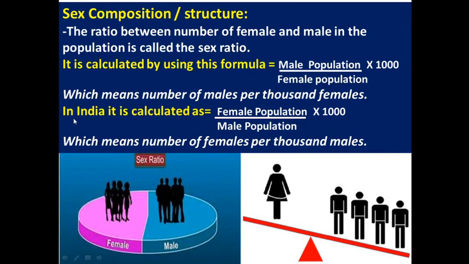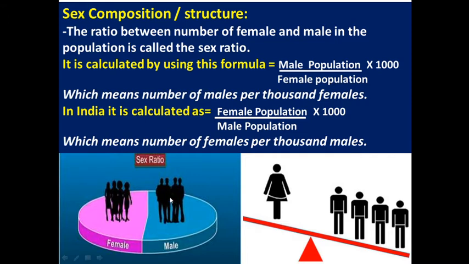But in India and in some countries, to find the sex ratio they use another formula, that is total number of female population divided by total number of male population into 1000. That is the other method through which we can find the sex composition or ratio of a particular country. Here, it means the number of females per 1000 males. So out of 1000 males, how many females are there in a population? This is called sex ratio.